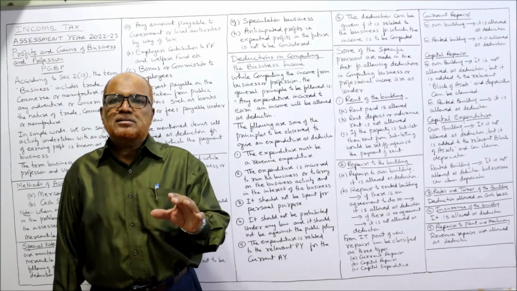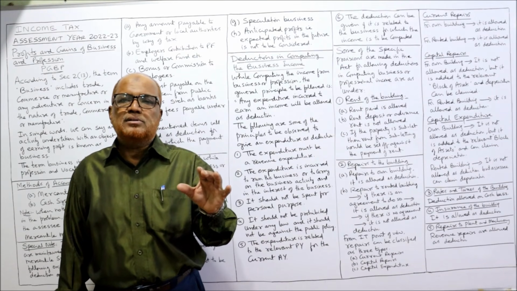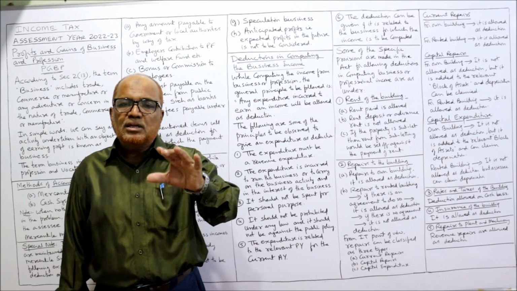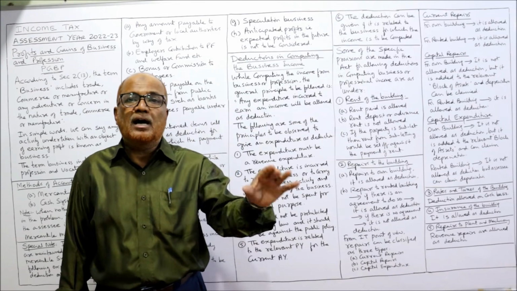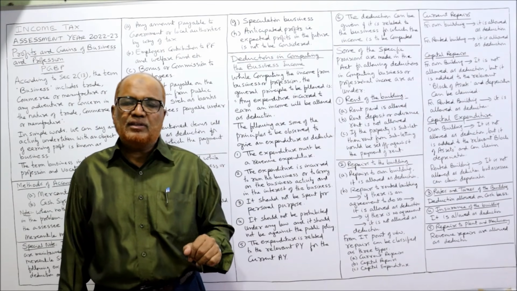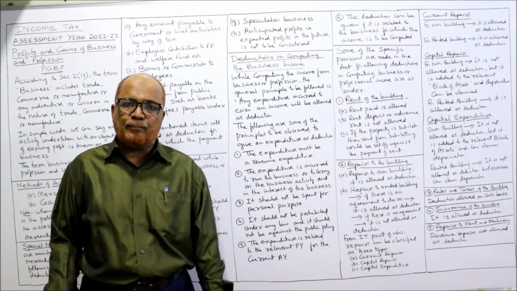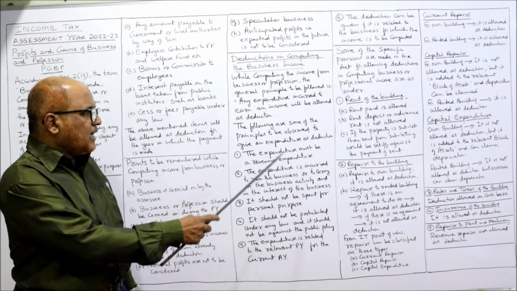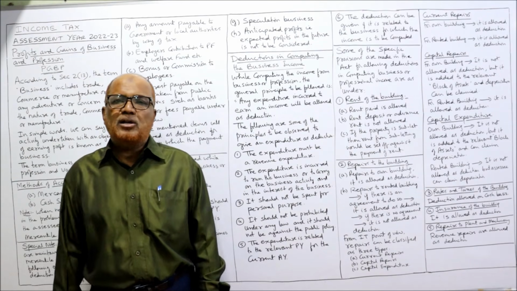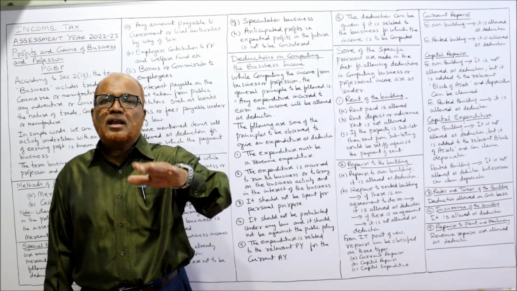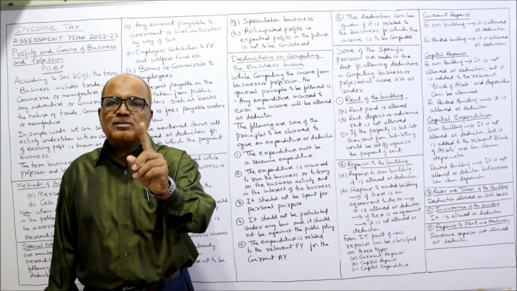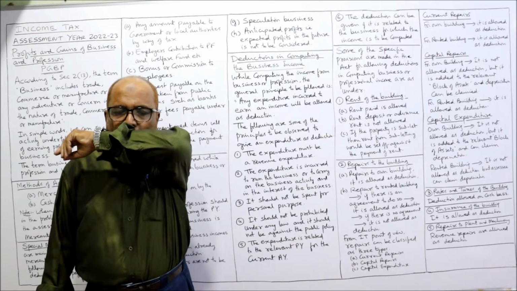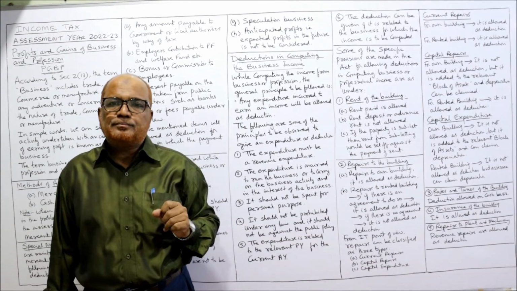Again, the Income Tax Act has given some principles, some rules. These rules must be followed while giving the deductions to compute the income. So what are the rules? First, the expenditure must be a revenue expenditure. Revenue expenditure means a recurring expenditure. Any expenditure whose benefit will expire within a period of 1 year is called revenue expenditure.